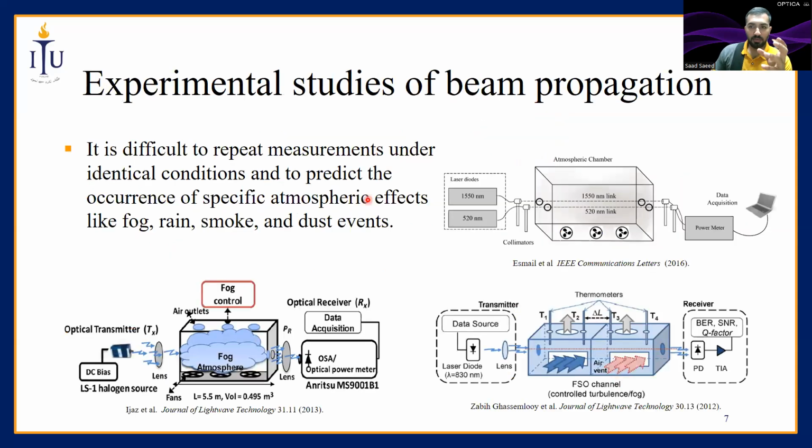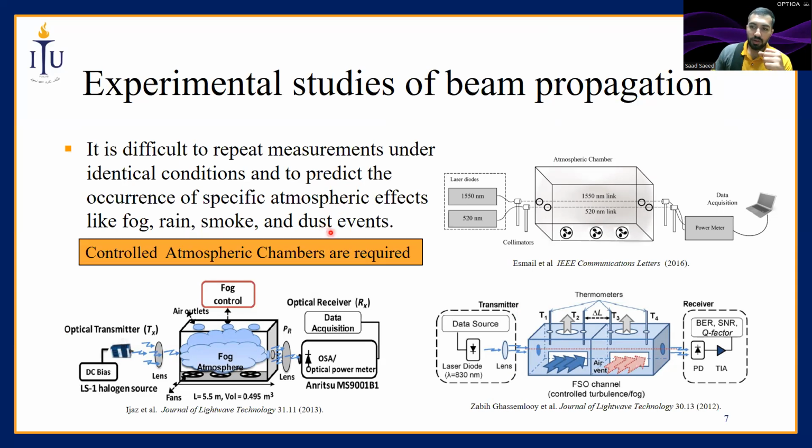So these are some experimental studies reported by the authors to analyze the beam propagation in specific weather conditions such as fog, smoke, rain, or dust. It is very difficult to repeat the measurements under identical weather conditions because the occurrence of these conditions cannot be predicted. So controlled atmospheric chambers are required to create such weather conditions. These authors have conducted some groundbreaking but initial investigation by using the controlled atmospheric chambers, and these authors have also proposed the empirical models that are very close to the actual environmental conditions.